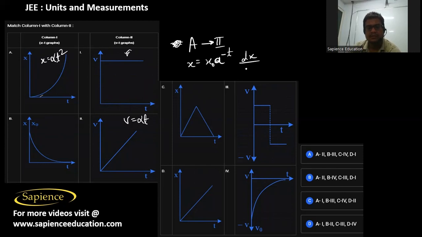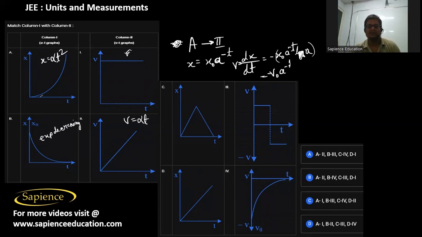It means dx by dt, which is v. Since here you can see it is an exponentially decreasing function, v will be equal to dx by dt. Here we will get it as minus x naught a power minus t into log a, or into ln a. So I can say it is minus v naught a power minus t. So at t equal to 0, it is negative.